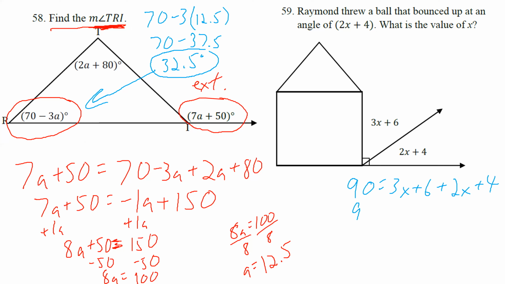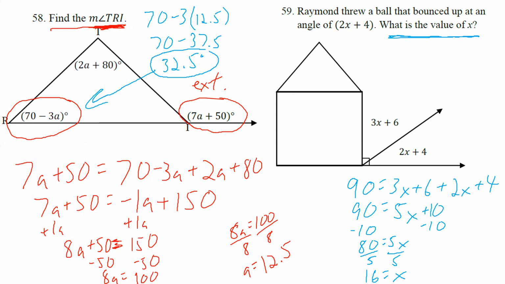Combine like terms, 3x and 2x gives us 5x. 6 and 4 gives us 10. Subtract off 10 from both sides. That leaves us with 80. And then divide both sides by 5. And we get 16 for x. Again, the final answer that they wanted here was just what is the value of x. So 16 is our final answer.